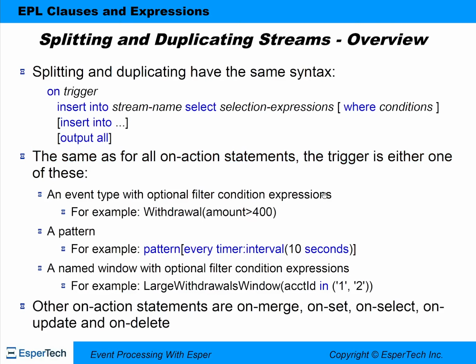The trigger can be an event type with optional filter condition expressions. For example, withdrawal(amount > 400). The trigger can be a pattern. For example, pattern [every timer:interval(10 seconds)]. The trigger can be a named window with optional filter condition expressions. For example, LargeWithdrawalsWindow(accountId in ('1', '2')). Other on-action statements are on merge, on set, on select, on update and on delete.